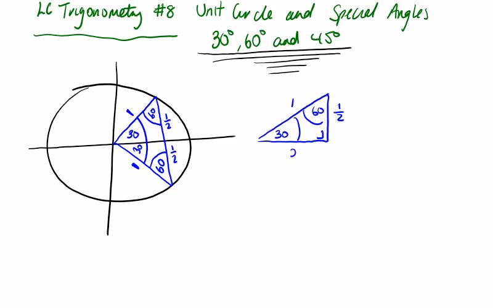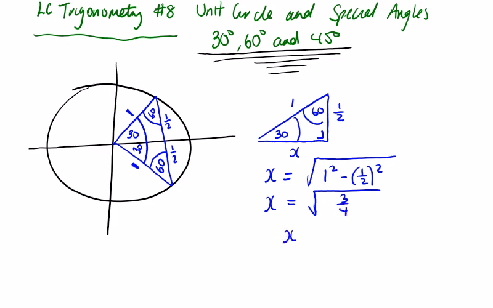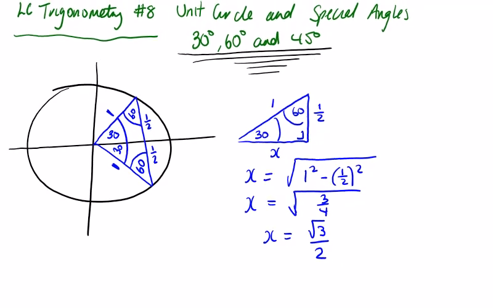Now let me call this side here x. X is going to be equal to the square root of 1 squared minus a half squared. So x is going to be the square root of 1 minus a quarter, which is the square root of 3/4, and x is equal to root 3 over root 4, or root 3 over 2. And this brings us into the memorization of these angles and their ratios.